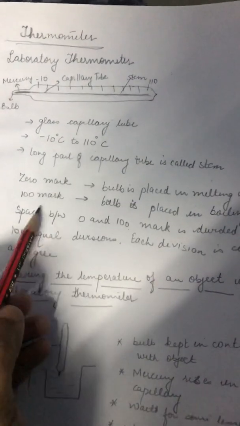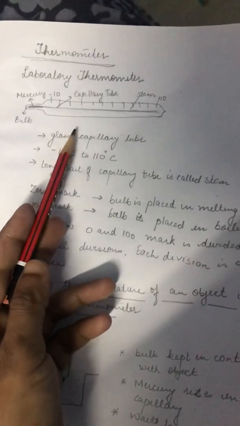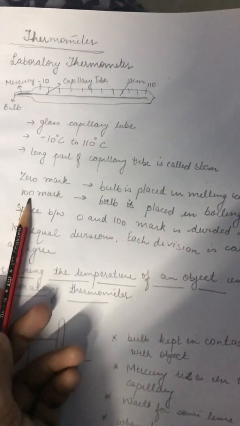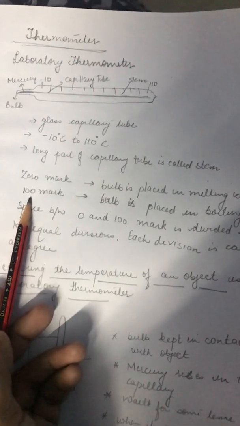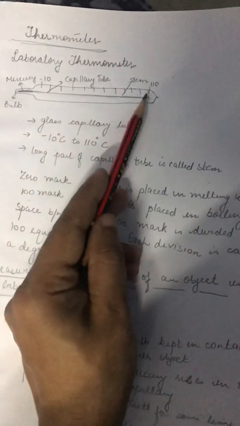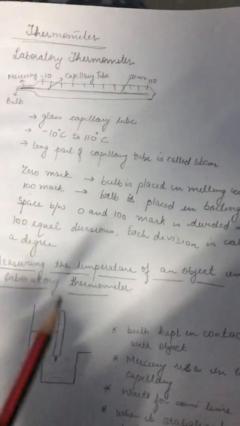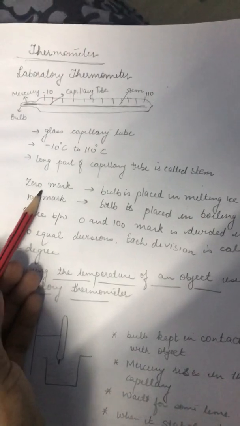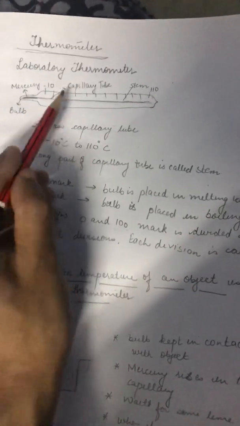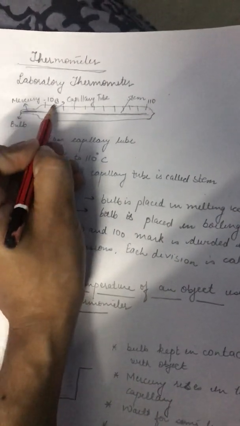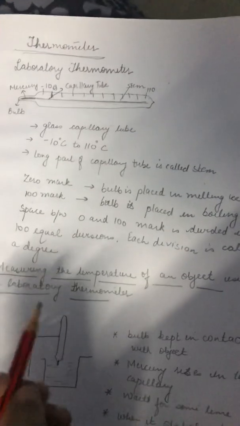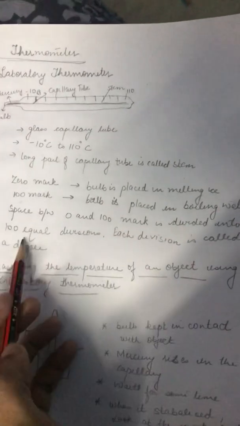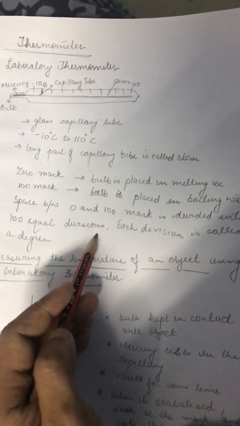Now, when you put this thermometer in boiling water, it will show you the 100 mark reading. The mercury level will rise and come up to this 100 mark. And if you put it in icy cold water, the melting ice, which is at 0 degree Celsius, it will mark here at 0 degree. The space between the 0 and 100 marks is divided into 100 equal divisions.